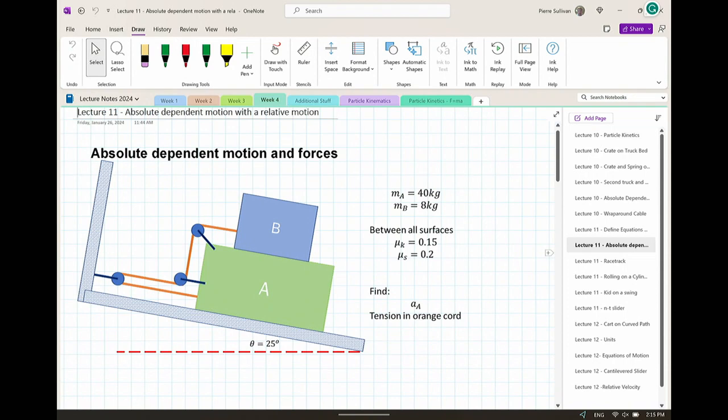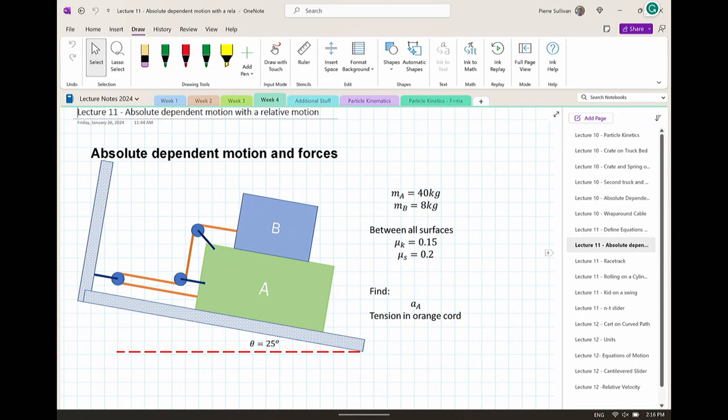All right, so one of the things that you certainly love at this point is everything to do with section 2.8, which is absolute dependent motion. And here we have a problem that's kind of interesting in the sense that there's a relative motion between the two objects.